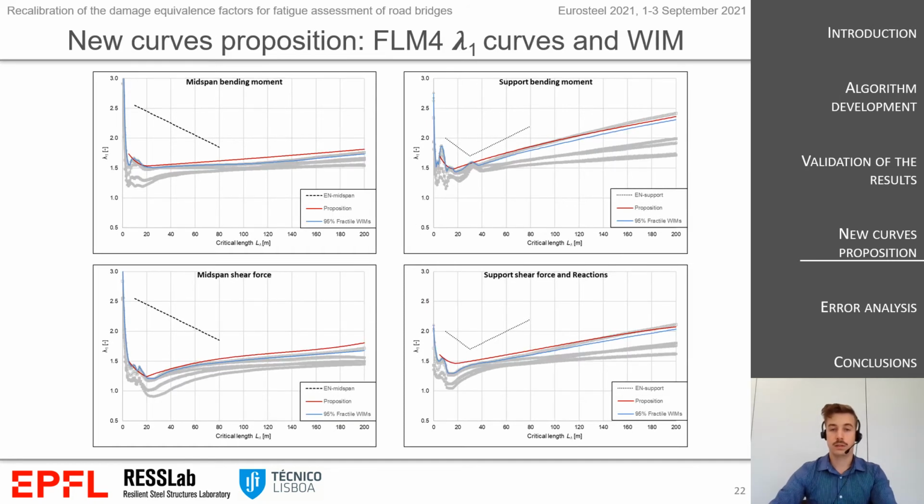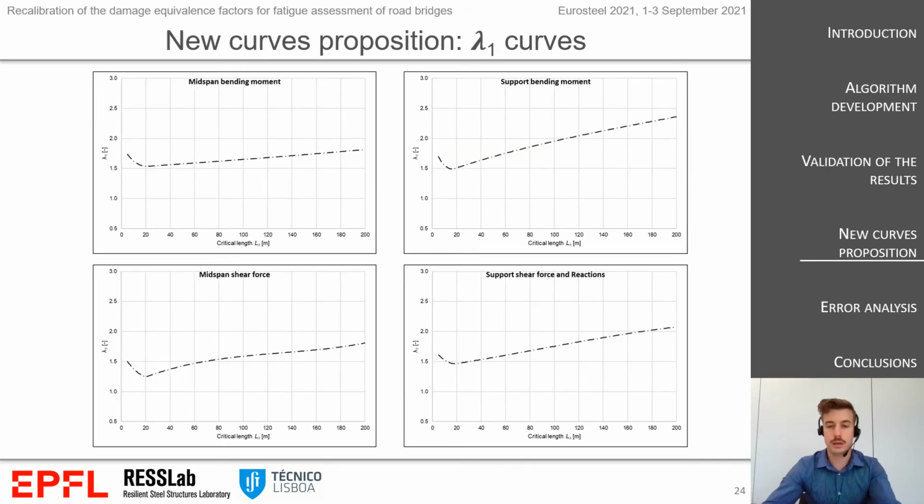And finally, once we have the new lambda 1 curve proposition in red, we also put the WIM results with the different types of traffic, and we see that the most relevant traffic is the A16 in the Netherlands, while the least important traffic is the one of Sweden, of course, because of the distance between vehicles. And so these are the new lambda 1 curves that we propose for the new version of Eurocode.